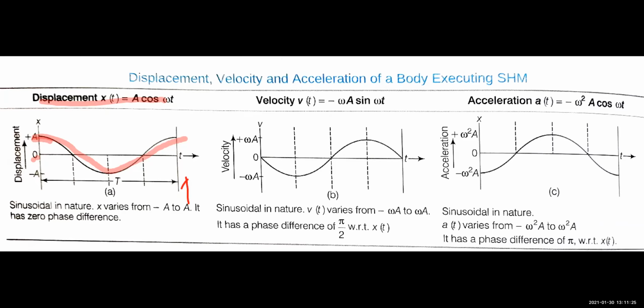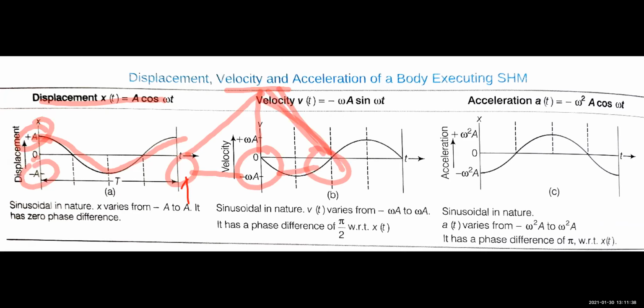And the displacement, where is it going, this bob? The displacement is from plus a to minus a. That much displacement is possible. So the displacement is plus a to minus a, and it has a phase difference of 0.